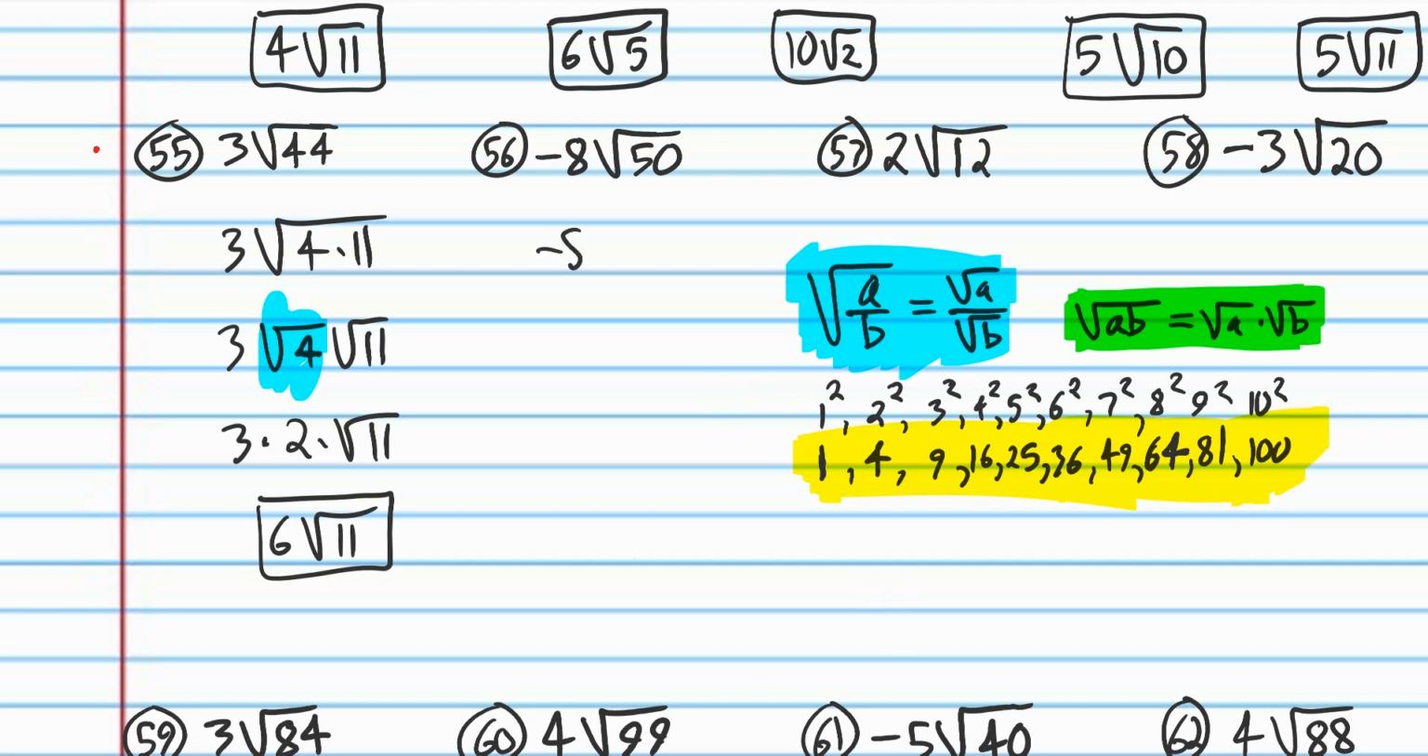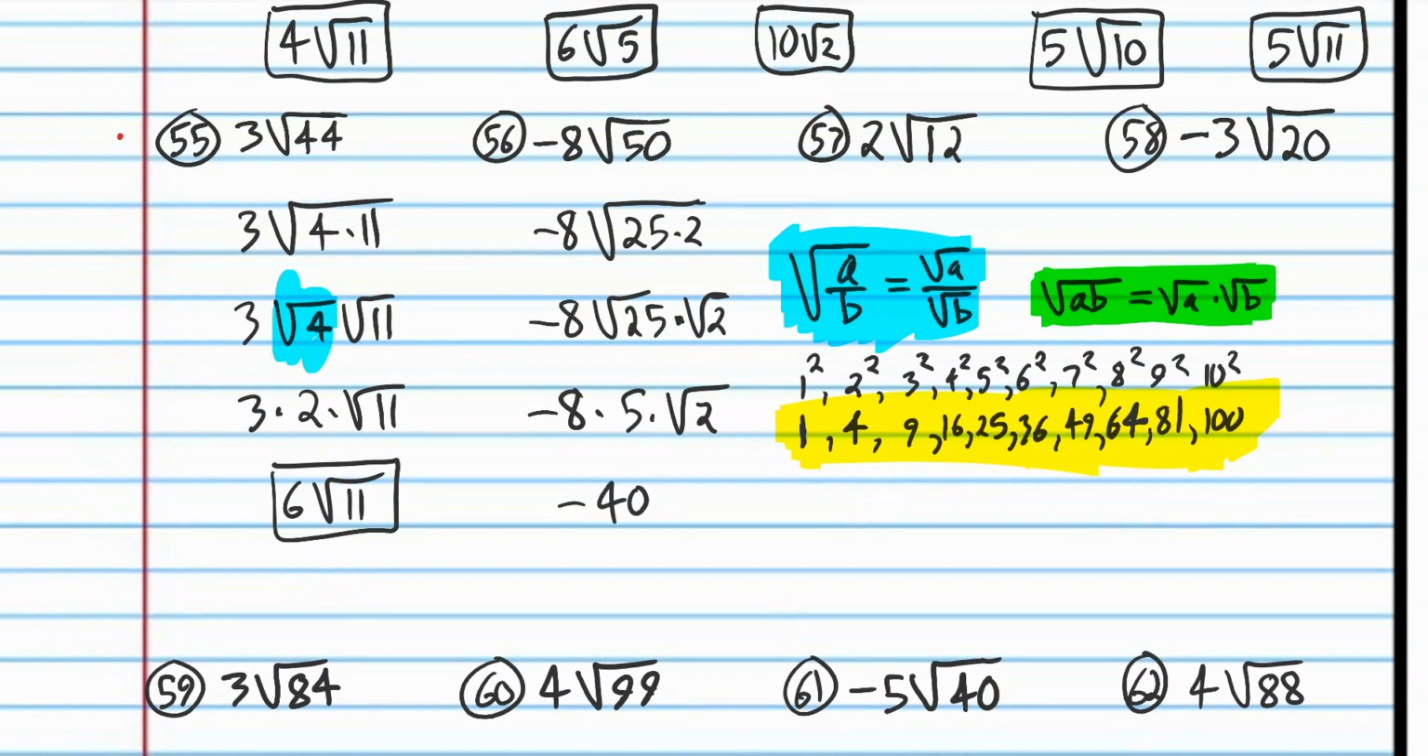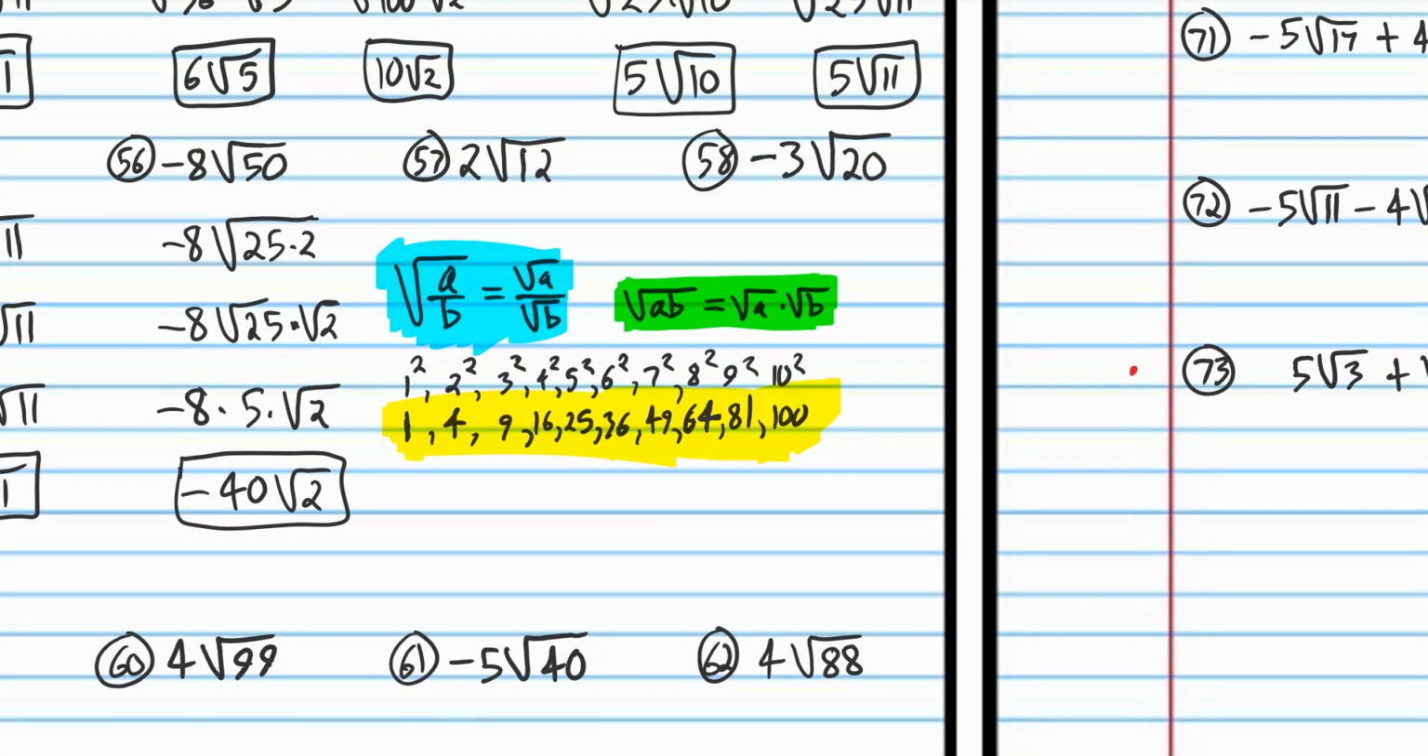All right, we're back. So I'm going to factor 50 to 25 times 2, because we've already done that earlier today. And then use the green principle. And then we have square root of 25 is 5. And the 5 comes out and it multiplies into the negative 8 to get negative 40 square root 2. So if you got negative 40 square root 2, good job. All right, so try number 57. And when you come back, we'll do it together.